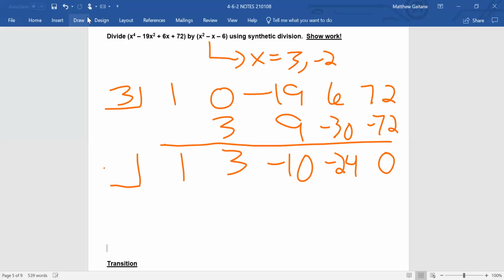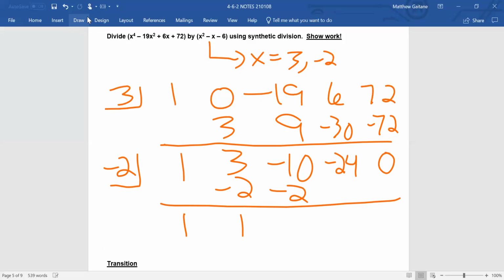And then you got to do it a second time. Doesn't matter which one we start with. Obviously, the second one has to be the opposite, the one you haven't used. So 1 times -2 is -2, and this is added to 3 is 1. 1 times -2 is -2, that's -12. Times -2 is 24. So you get 0.